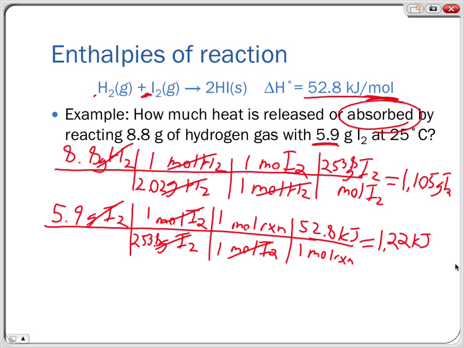And so sig fig-wise, we started with the 5.9, which has 2 sig figs, and nothing else limits it, because the other has 3. So with 2 sig figs, our final answer is going to be 1.2 kilojoules absorbed by the reaction, which would indicate that the surroundings should be getting cooler, because a positive number here indicates that this is going to be an endothermic reaction.